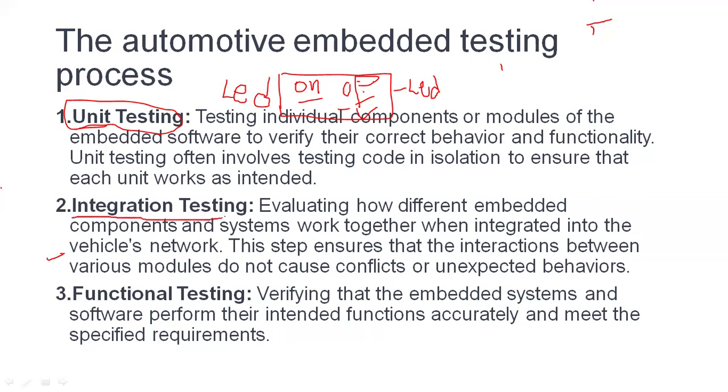Next, coming to integration testing. What is integration testing? We divide the system into components or modules, like the LEDs and the speedometer, three to four components or modules. These modules are integrated and combined, evaluating how the different embedded components and systems work together. Testing done with respect to the code at that point is called integration testing.